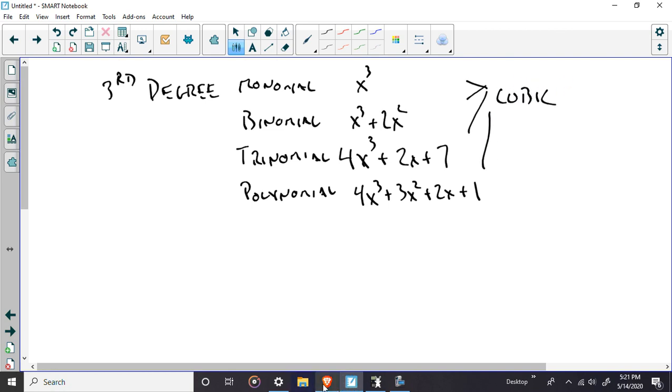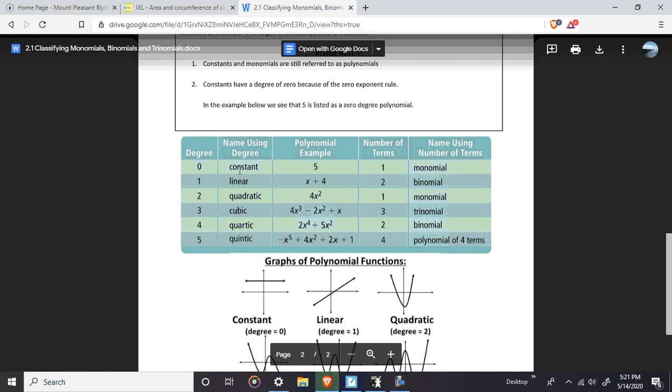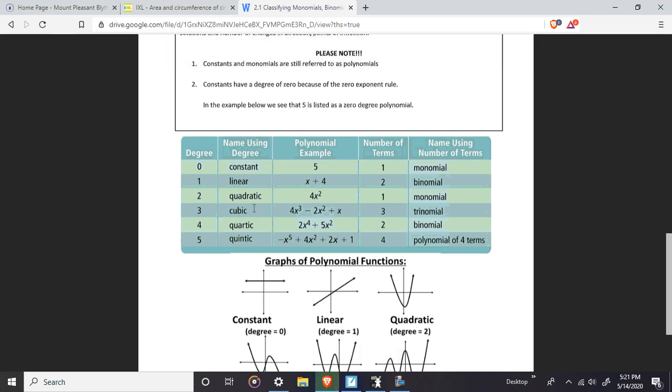And again, if you forget any of these, they're on your notes, okay? If it's 1 term, 2 term, 3 term, 4 term. Anything after that, if it's got 4th degree, we call it quartic. And if it's the 5th degree, we call it quintic. Those are more trivial, if anything, but they're here if you guys need them, okay?